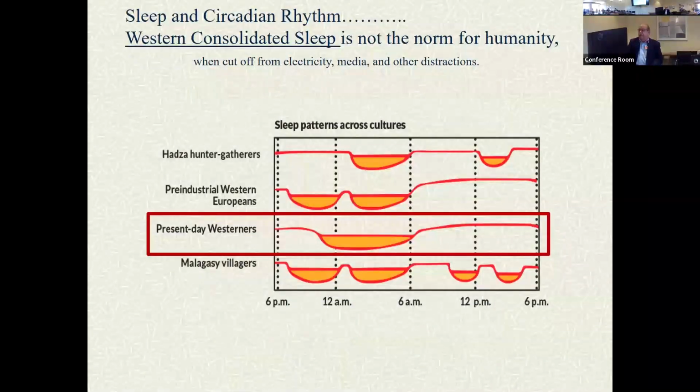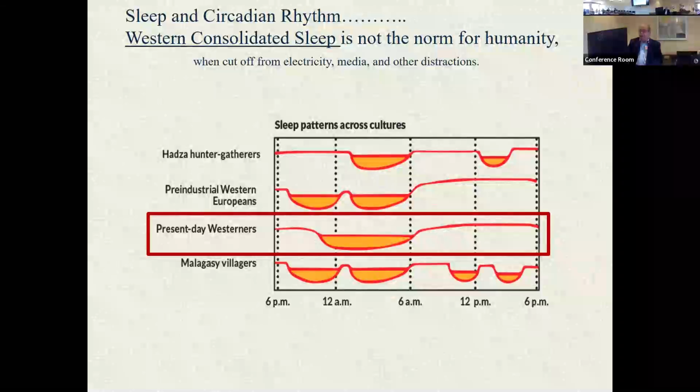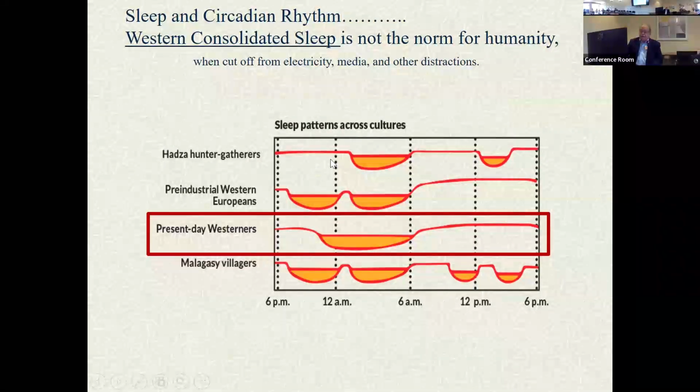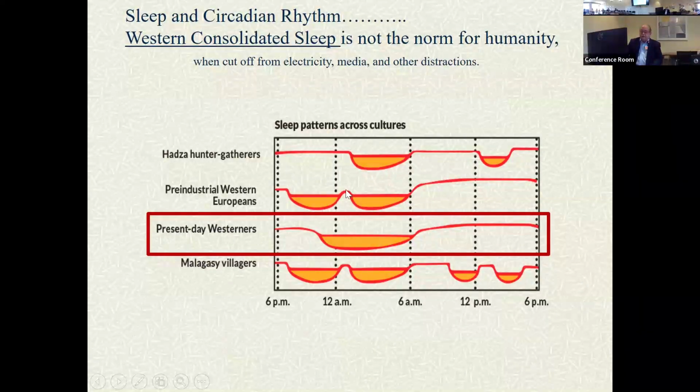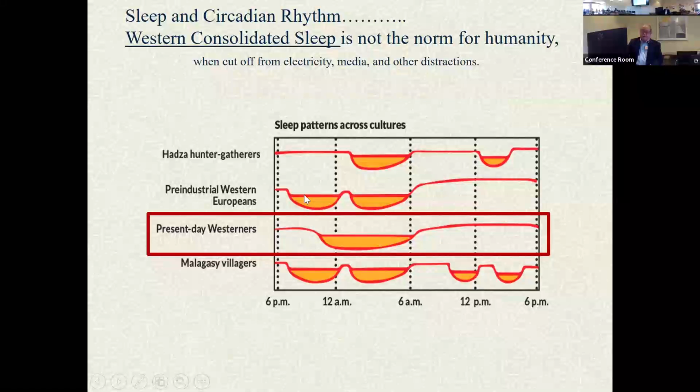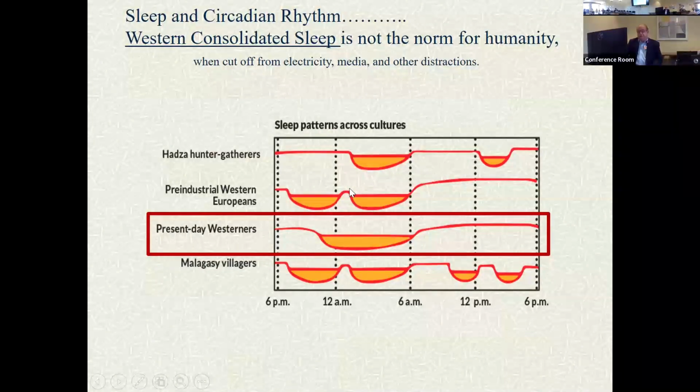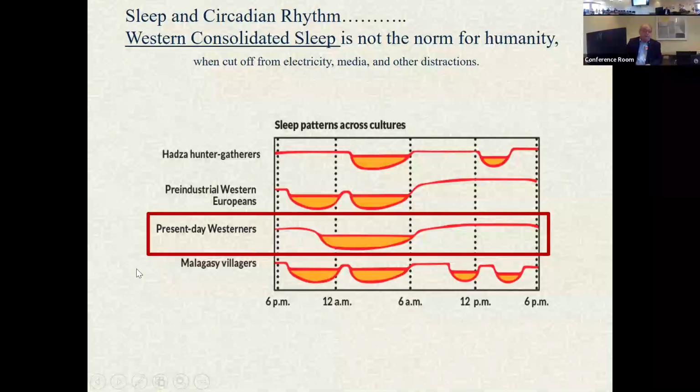This is then from a review of that. These are Hadza hunter-gatherers, and they have a nap in the afternoon. Pre-industrial Western Europeans usually have 2 sleeps. There's a sociologist, historian in Virginia who's written a book about 19th century sleep, and 2 sleeps was very important. The prototype, a person like Charles Dickens, would walk the streets of London between 1 o'clock and 3 o'clock. Present day Westerners, and then Tsimane villagers, in which they have a 5 sleep.